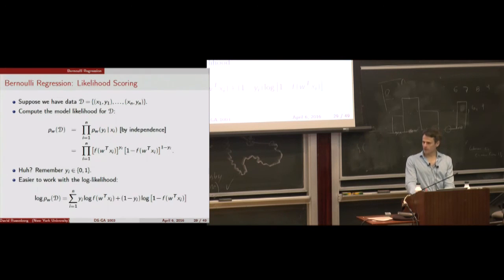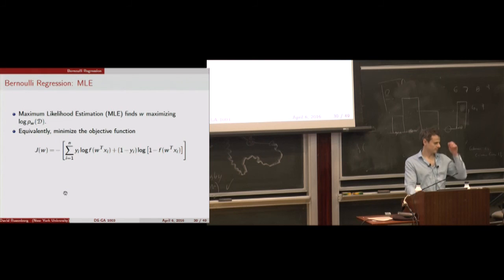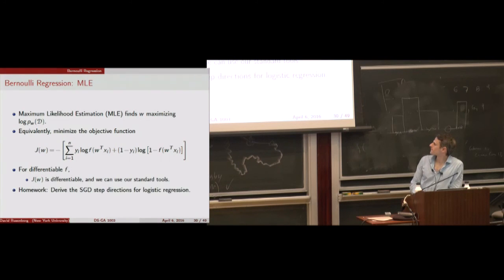All right. So if we find the W that maximizes this expression, that would be a maximum likelihood estimator. You could also take the negative and minimize, like we usually do. Very good.